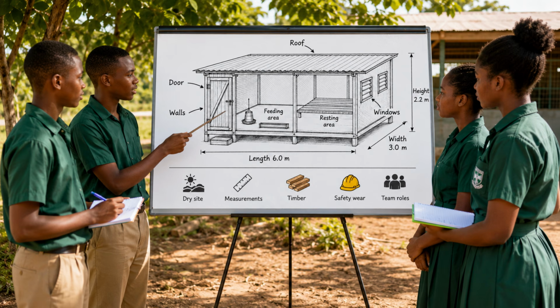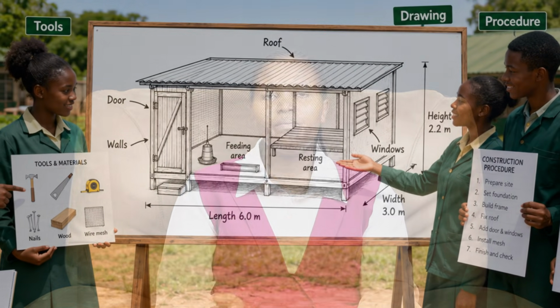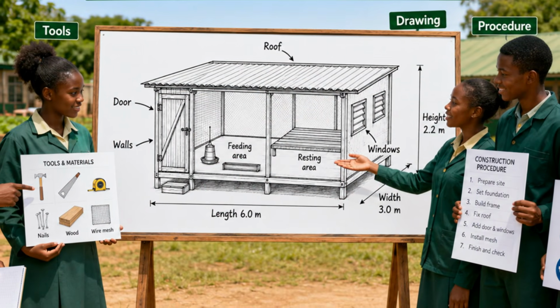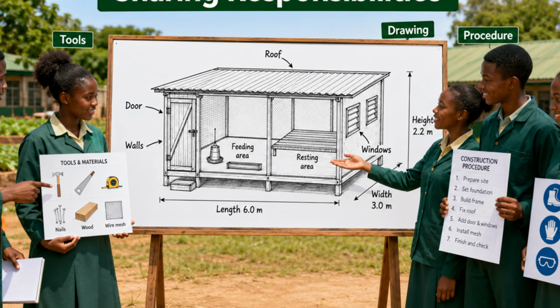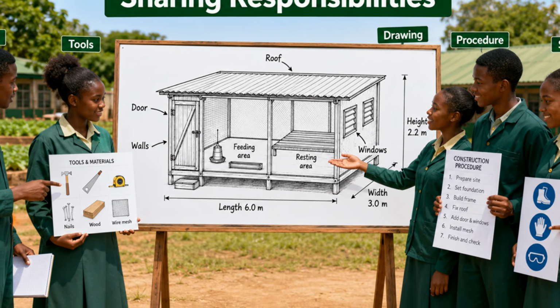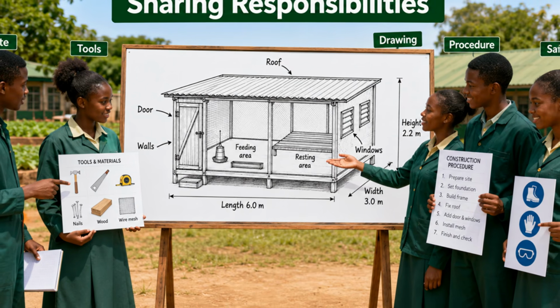And then explain the construction steps in the correct order. Also, explain how you keep the group safe, because safety matters a lot. Then you can, for example, mention the protective clothing that will be used, like the gloves and the overalls. And then explain how the work will be shared among the group members. So when it comes to sharing the responsibilities during the presentation, maybe you are doing it in your class, and as a group you need to share responsibilities.